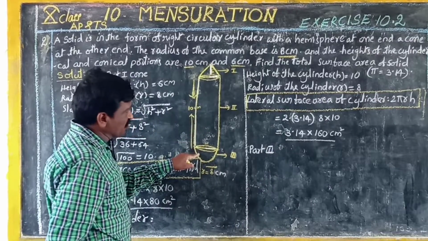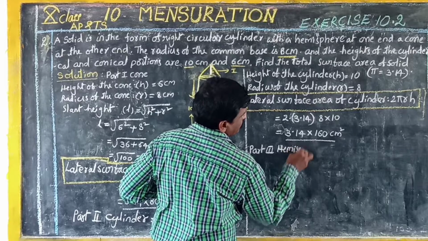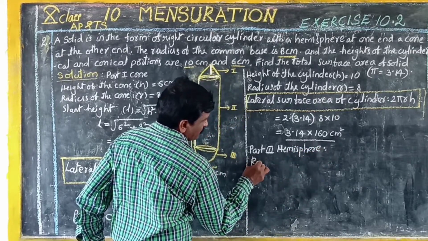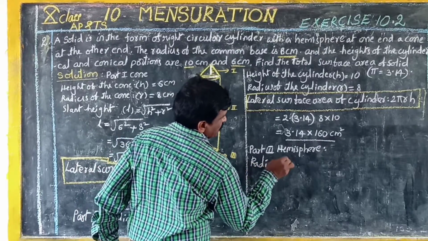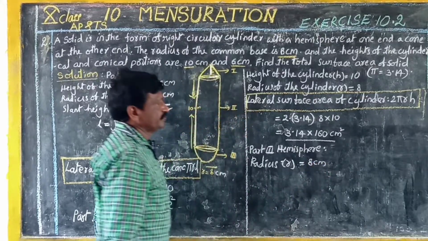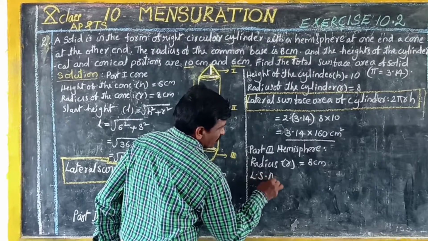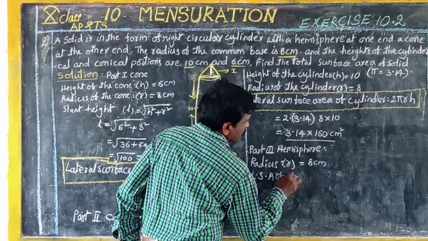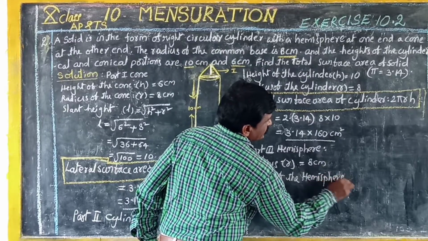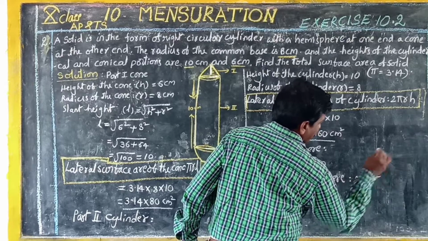Next, part 3. What is part 3? Hemisphere. Radius of the hemisphere R is equal to 8 centimeters. Lateral surface area of the hemisphere is equal to 2 pi r square.